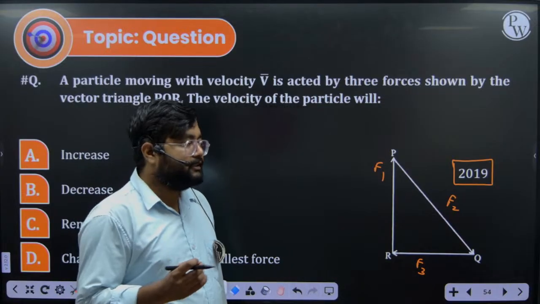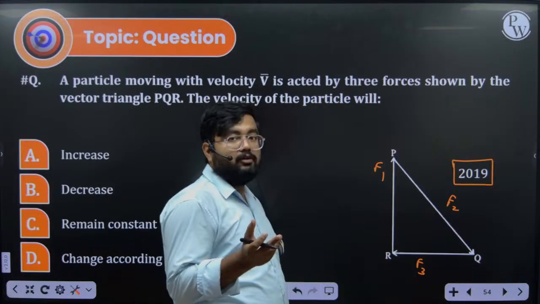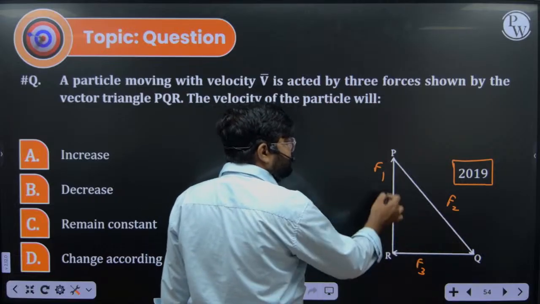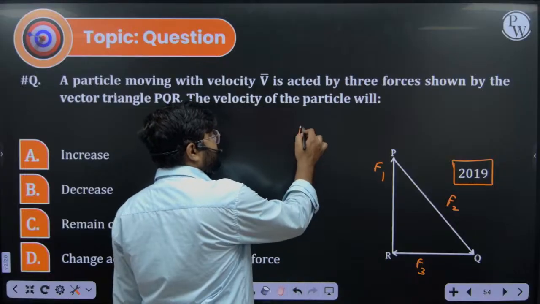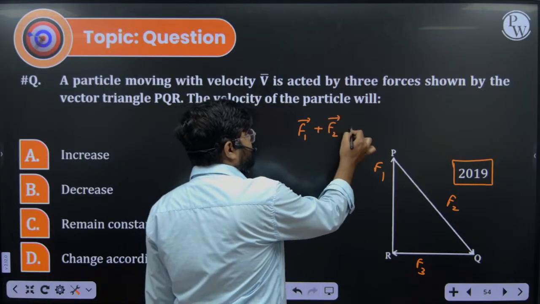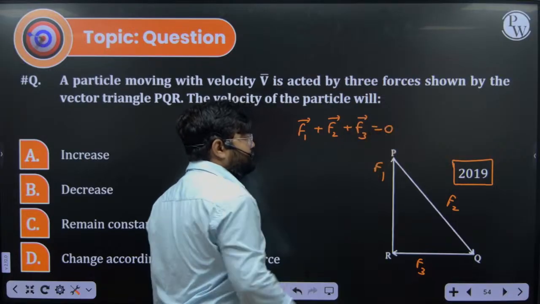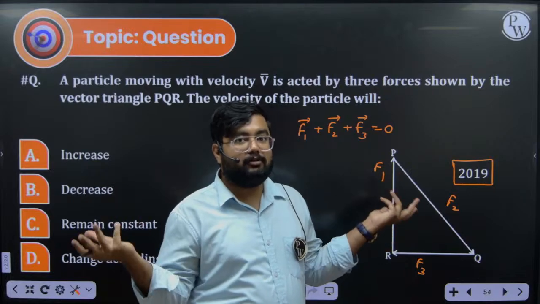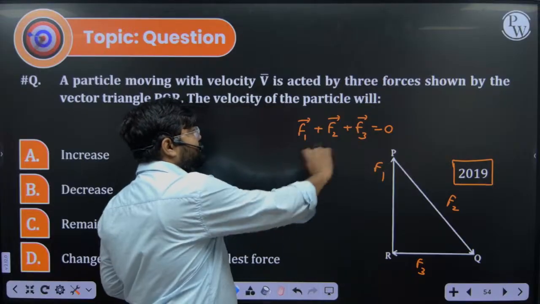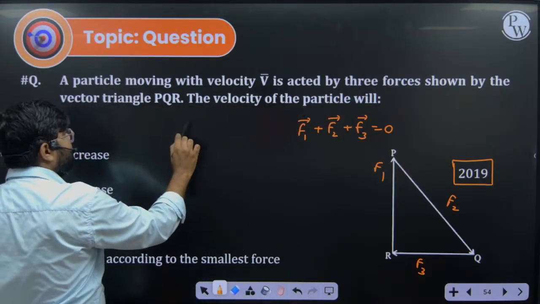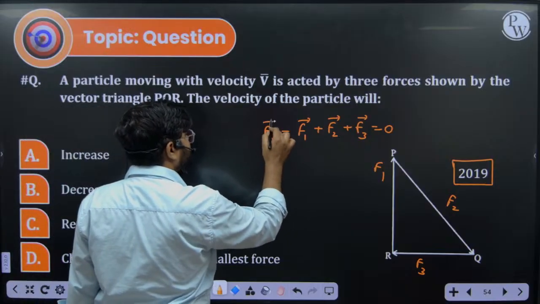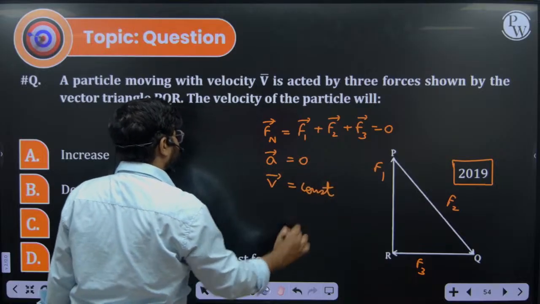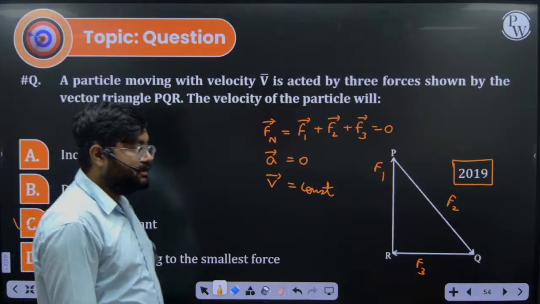If you have vector knowledge, you would know from the triangular law or from the polygonal law of vector addition: if you place vectors such that they become a closed polygon, the sum of the vectors is 0. This is a property of vectors. So if you place vectors head to tail such that they form a closed polygon, triangle, quadrilateral, whatever, then the sum of the vectors is 0. If net force is 0, acceleration is 0, so velocity will remain constant. So here the answer is option C.